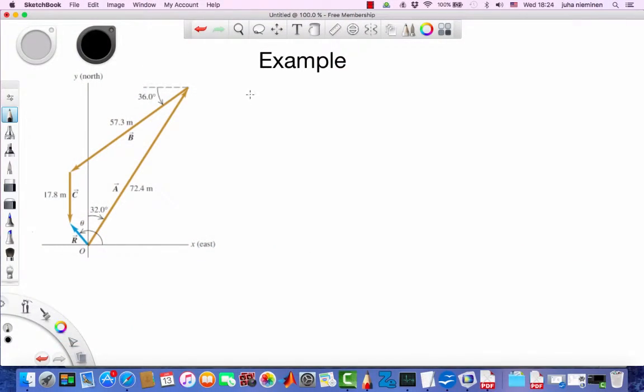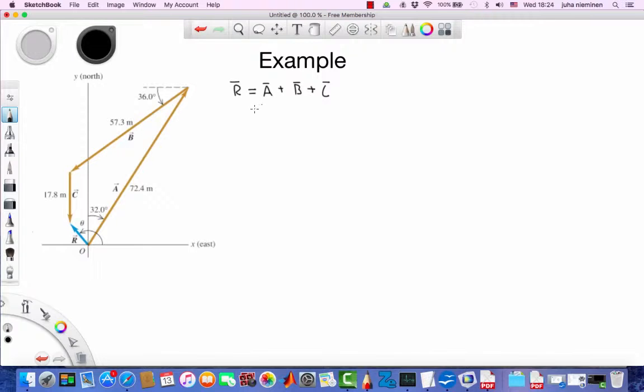Let's work through an example. In this problem, we need to get the resultant vector R, shown in blue, which, if you follow the direction of these vectors, is going from the origin, so it's vector A plus vector B plus vector C.